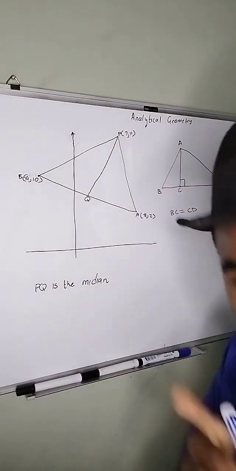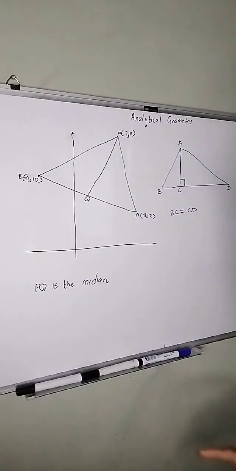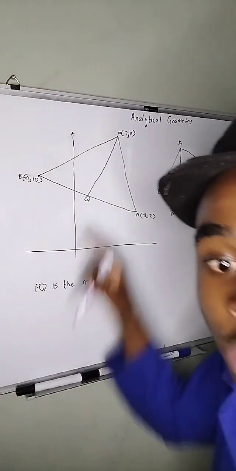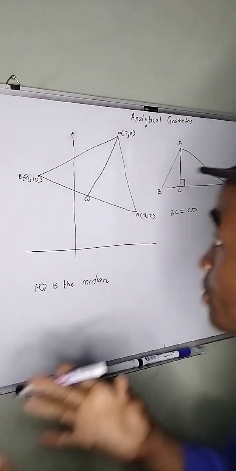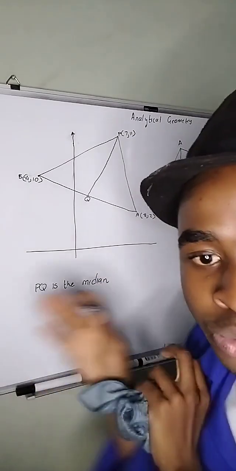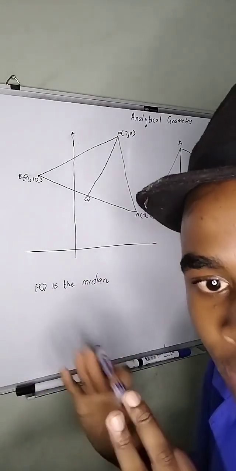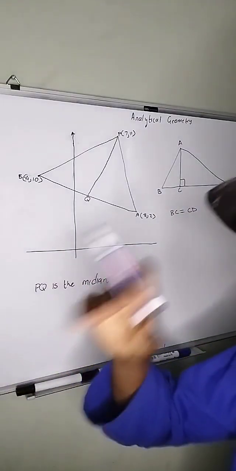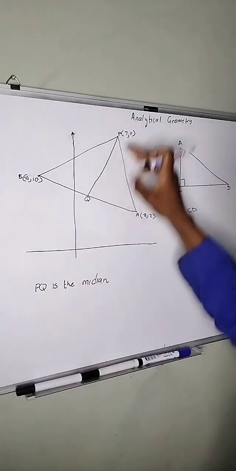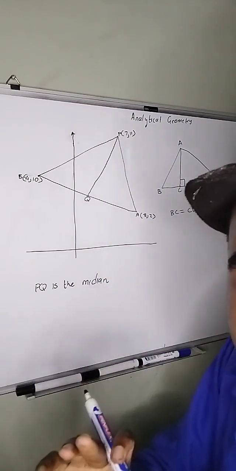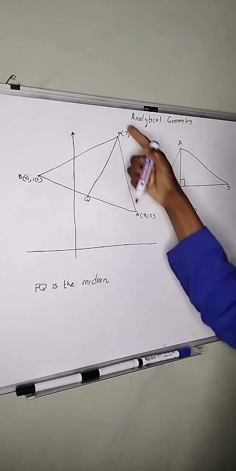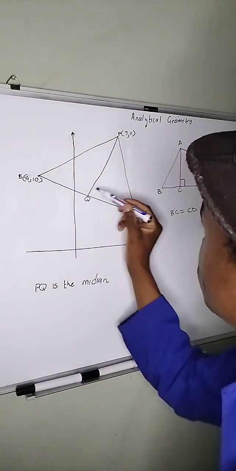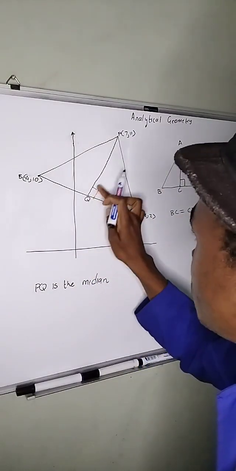So be careful with your statements. Whenever you see, maybe, that this is a median, you then conclude that this is perpendicular to that. No, it doesn't work like that, because I can see some people look at it with that eye. If PQ is the median, it means that since AQ is equal to QB, it means here is going to be... no, it doesn't work like that.